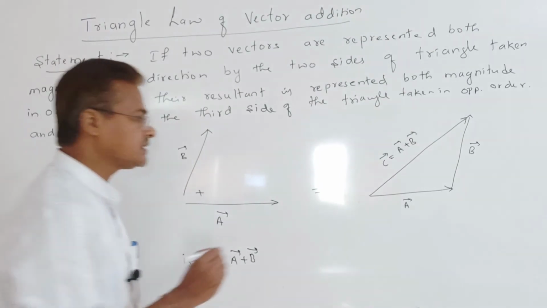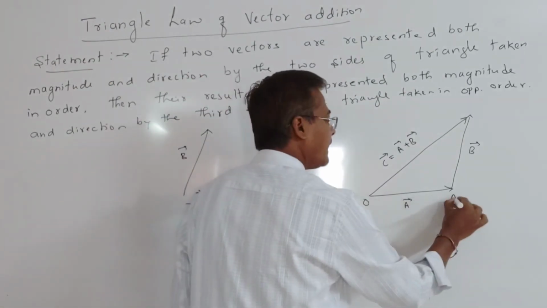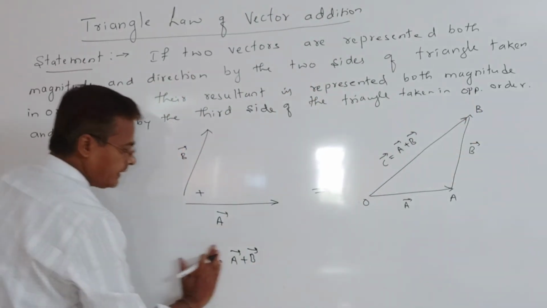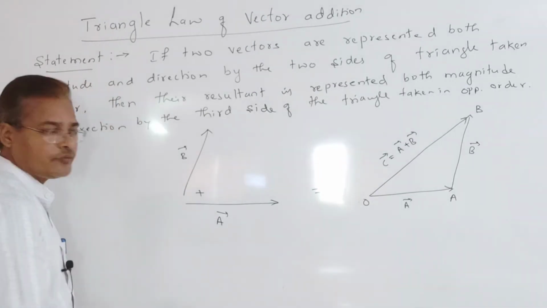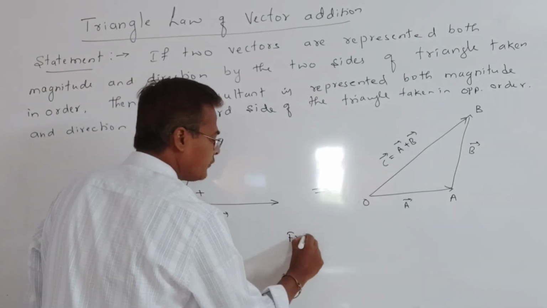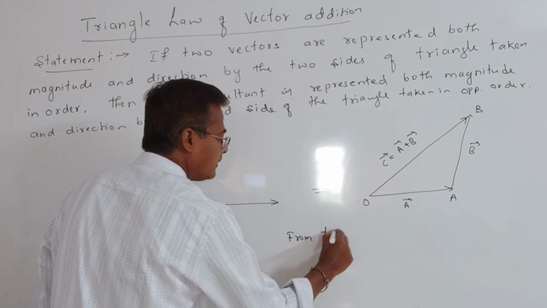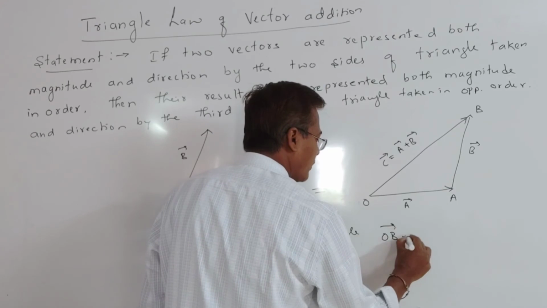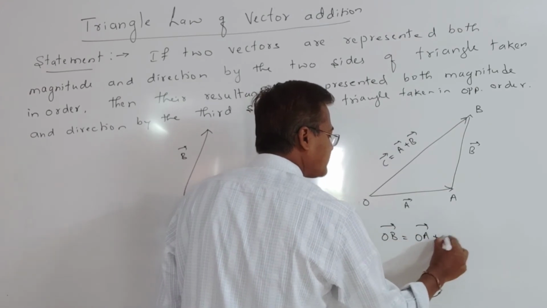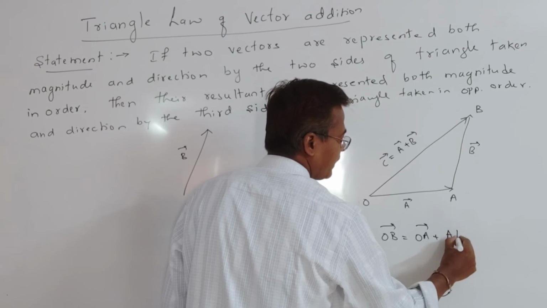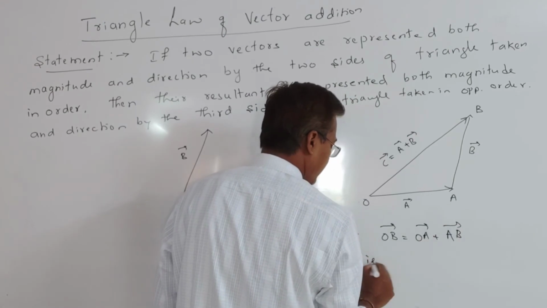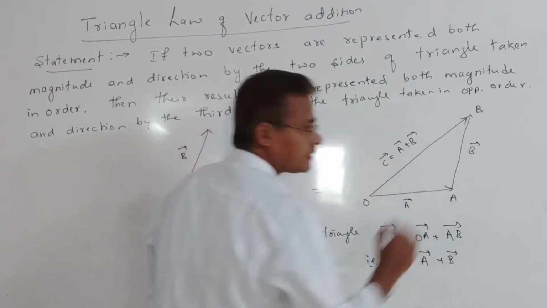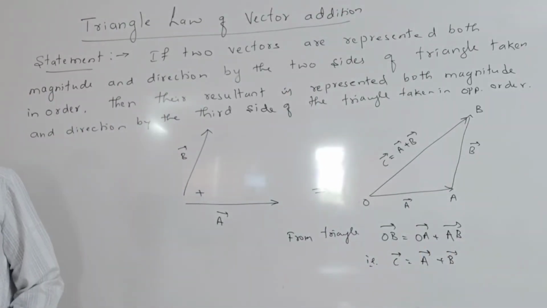How are we getting this? This is O to A and A to B. So from the triangle we can write OB vector equal to OA vector plus AB vector. So that is C vector equal to A vector plus B vector.